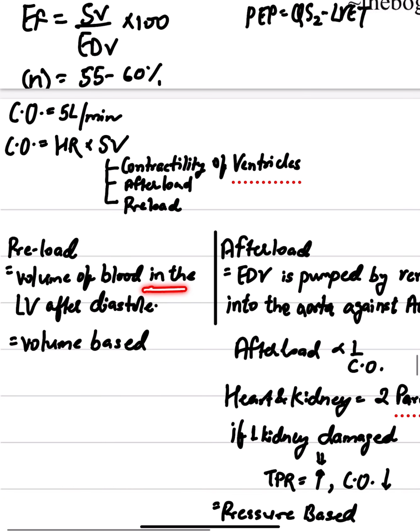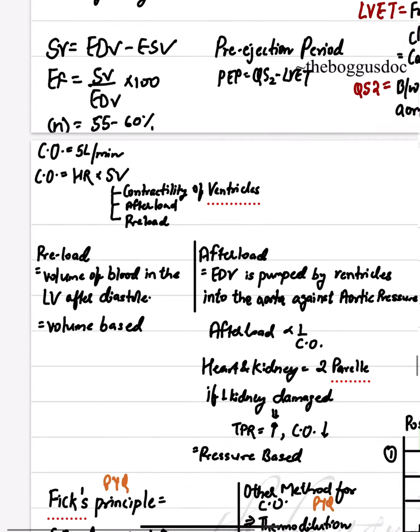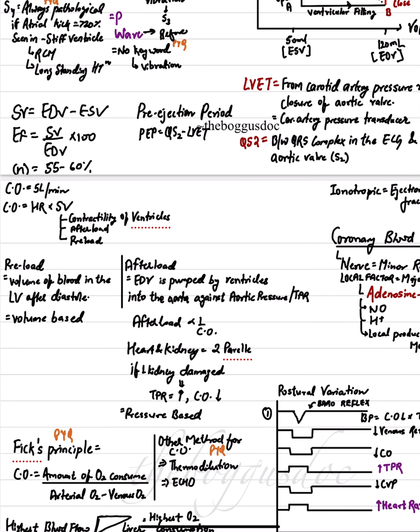Preload is the volume of blood in the left ventricle after diastole. What is left in the left ventricle after diastole? It is the end diastolic volume. Depending on this, if the end diastolic volume is more, you have more preload. It is the volume based parameter.